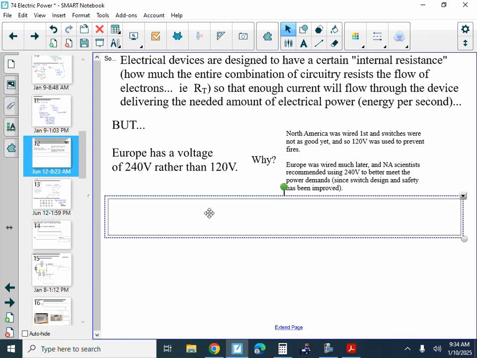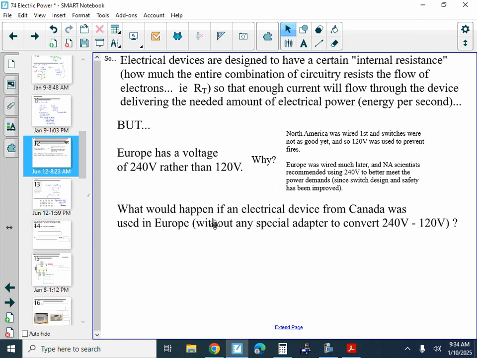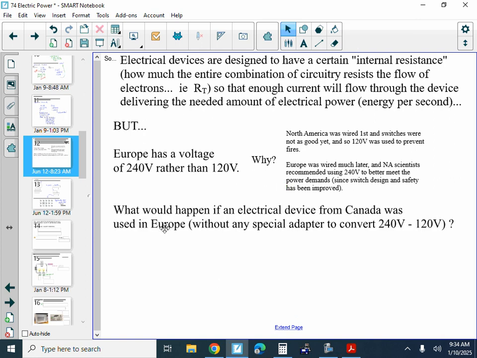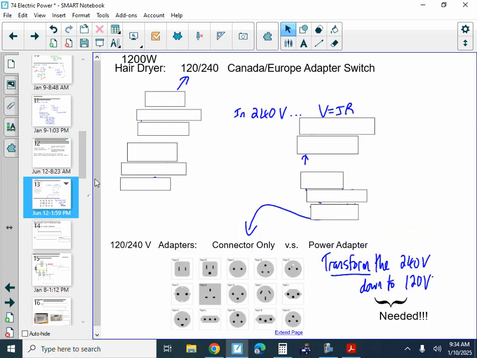they basically, scientists suggested they run 240 volt instead, right? So what would happen if an electrical device from Canada was just plugged in? Well, just like this, right? We plug in something that's designed for use in lower voltage. It's going to try to produce way more power.